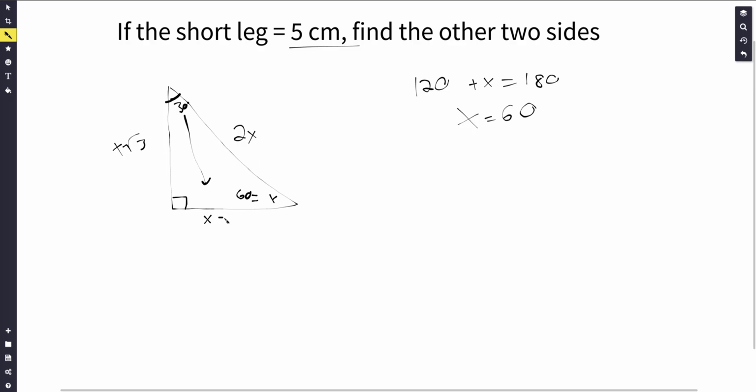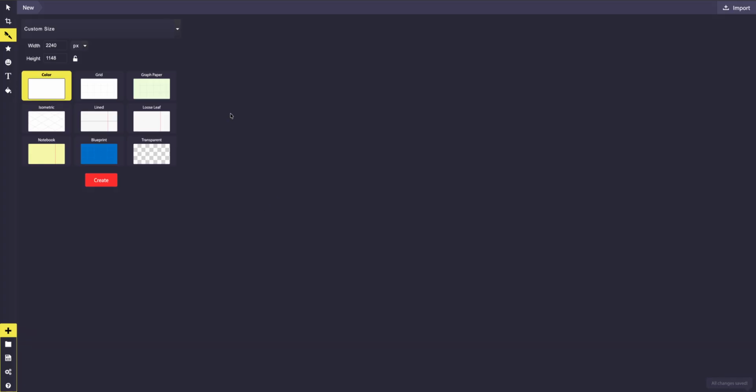So we know that the short leg is 5 centimeters. I'm just going to write 5. So let's find the other two sides. We can plug in x into here, and we can plug in x into here. So the longer leg is 5 root 3, and the hypotenuse is 2 times 5, which is simply equal to 10. So we found that the long leg side length is 5 root 3 centimeters, and the hypotenuse length is 10 centimeters. Alright, moving on to our last question.